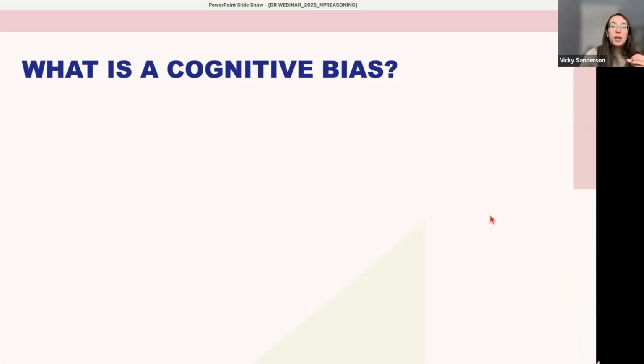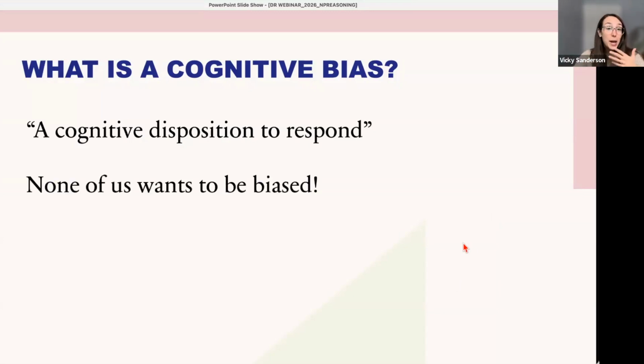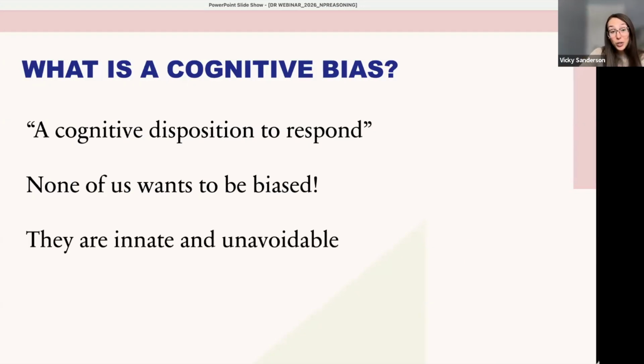How I like to frame it is through a physician in Canada. His name is Pat Croskery, and he describes a cognitive bias as a cognitive disposition to respond to certain situations. In other words, our brains respond to certain clinical scenarios based on intuition. It's automatic. It's not something that we're always aware that we're doing. Of course, none of us wants to be biased, but they are innate and unavoidable, unfortunately.